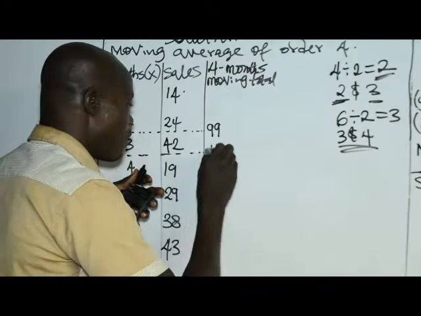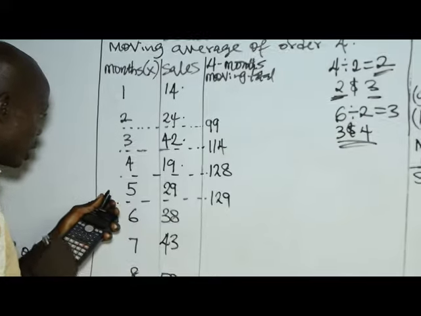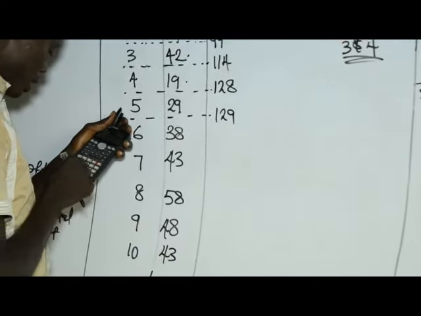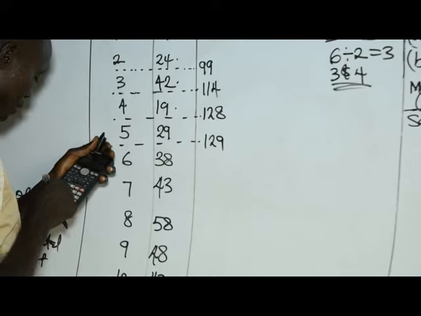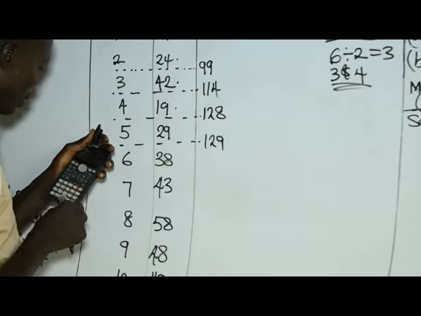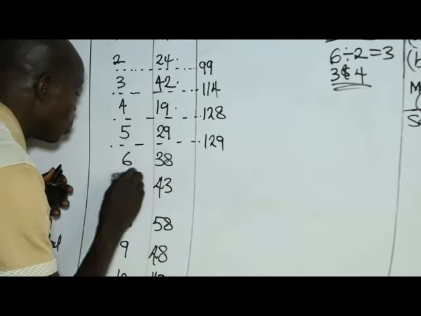19 plus 29 plus 38 plus 43. That is 129. You also insert it in between the numbers. Then you also drop 19. You start your addition from 29. 29 plus 38 plus 43 plus 58. That gives us 168. You also insert it in between the numbers.